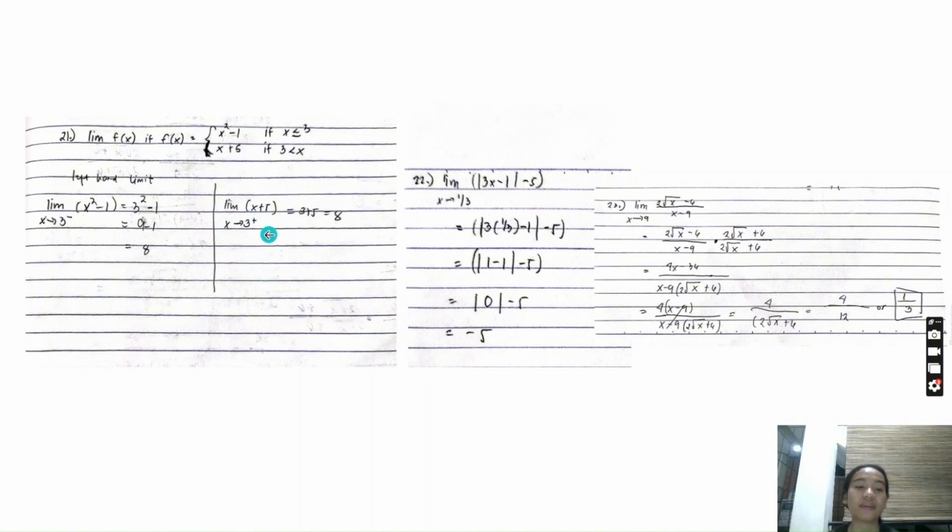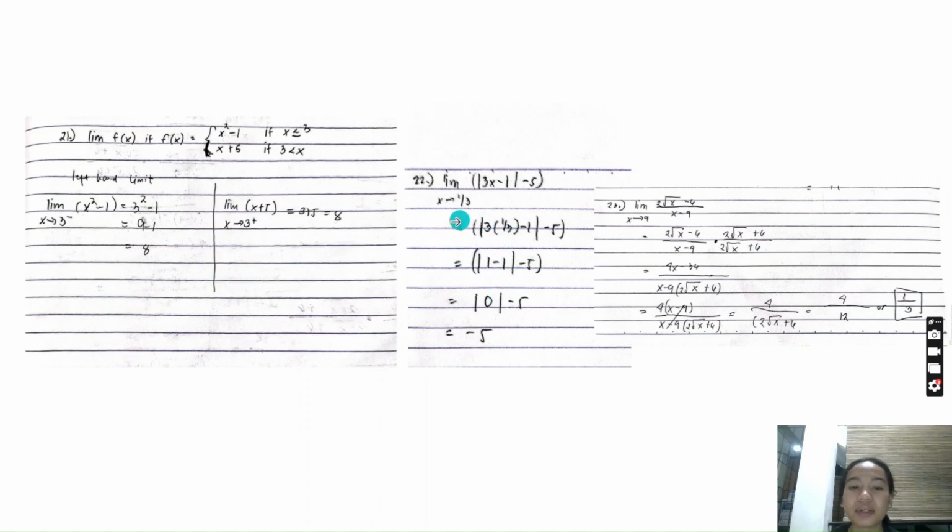Since it talks about from the right, then of course we are going to consider the second function, which is x plus 5. So here, the limit of the function x plus 5 as x approaches 3 from the right. Then we will just simply substitute 3 to the x of the function, then 3 plus 5 is equal to 8. So since the value from the left-hand limit and our right-hand limit is the same and it is equal, then therefore the limit exists.